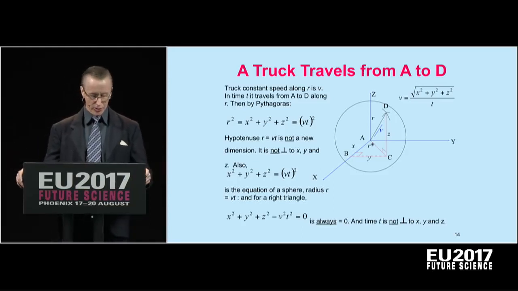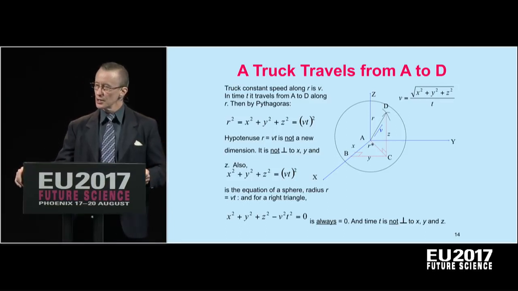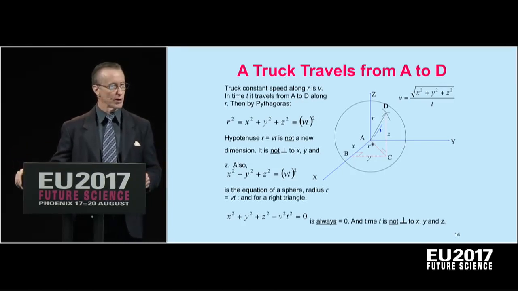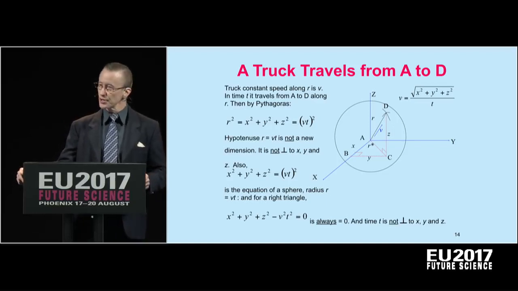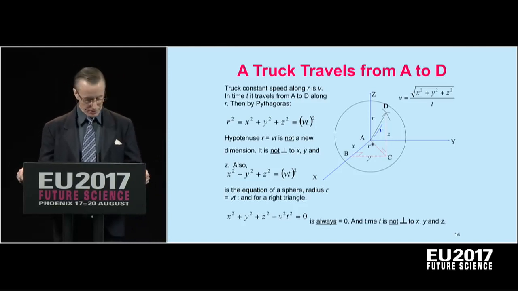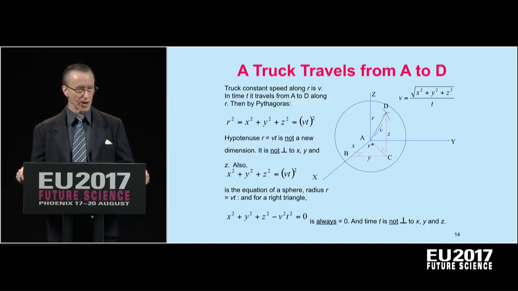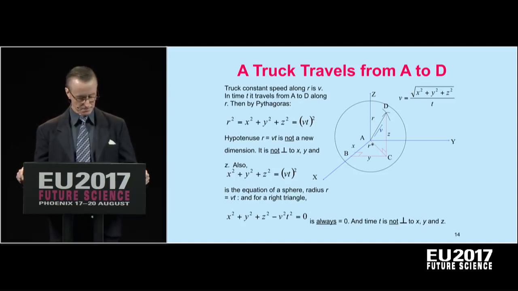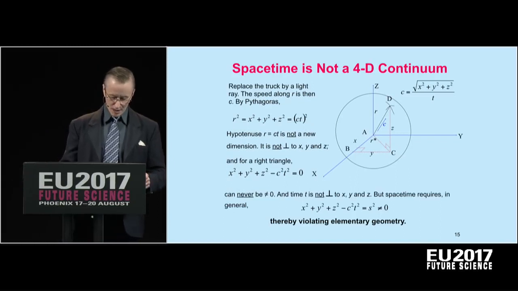So the equation for the length of the hypotenuse of the right triangle also gives us the radius in the equation for a circle. Here, the length of the hypotenuse is also giving us the equation for a sphere. So right triangles are very important. And again, we can write x squared plus y squared plus z squared minus v squared t squared equals naught. It's always naught. And it's not orthogonal to x, y, and z. Unless you're a cosmologist. So we see that space-time is not a 4D continuum.